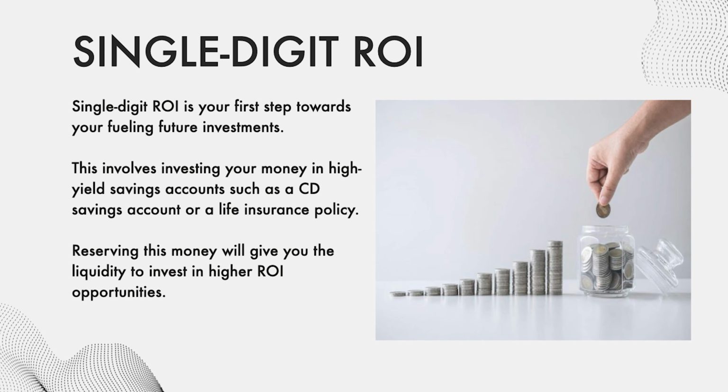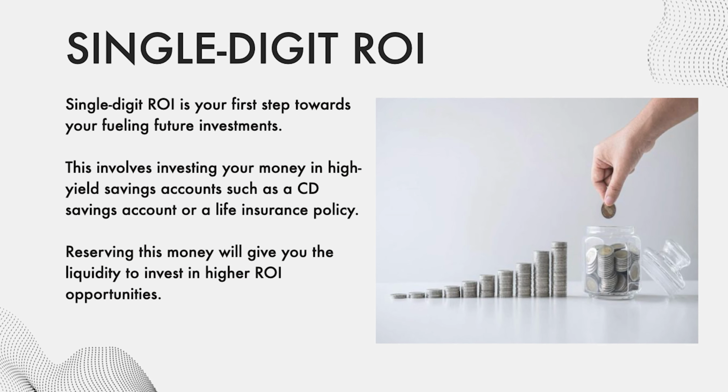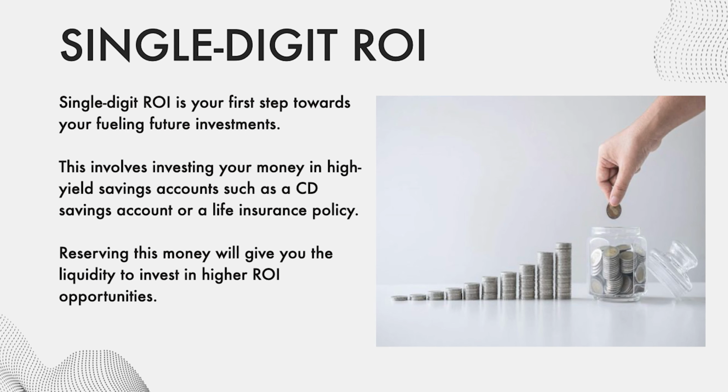Single digit ROI involves investing your money in high yield savings accounts such as a CD, a certificate of deposit, or life insurance policies. Could also be putting your money in 401ks and IRAs like we talked about. Reserving this money will give you liquidity to invest in higher ROI opportunities down the road.